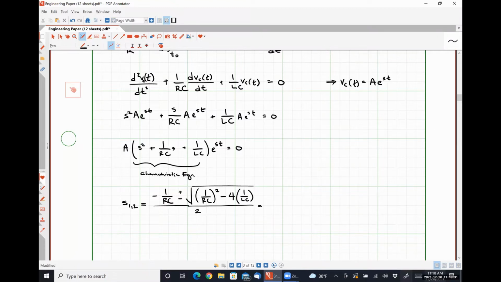And so what I'm about to do now is I'm just going to move this pesky 2 down here from my denominator up into my numerator. And so what that's going to give me is negative 1 over twice RC plus or minus the square root of 1 over twice RC quantity squared minus the square root of 1 over LC quantity squared.